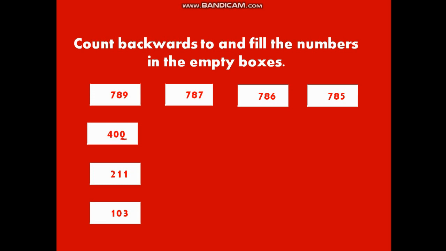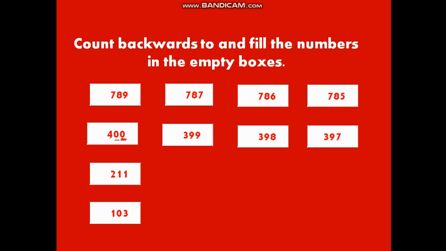Let's do this one, 400. So here is the 0 and this is again 0. So what will happen? This 0 will become 9. Also this 0 will become 9. Now the digit at the hundreds place is going to go one step down. So 4 will become 3. The number will be 399. So before 399, 398. Then 397.